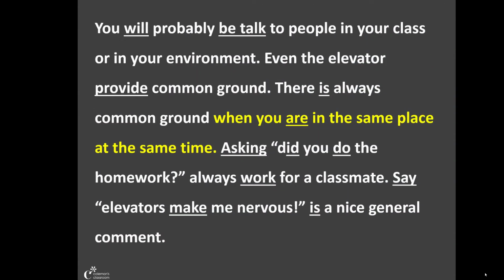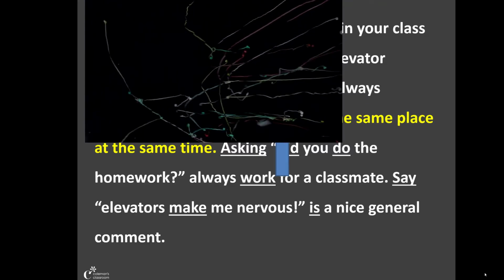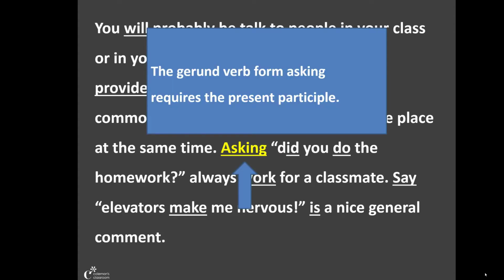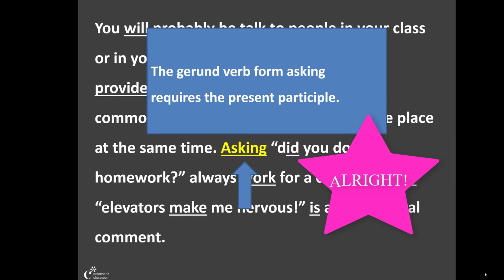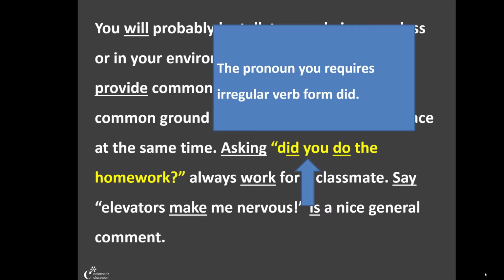Yes! The pronoun you here requires the verb form are, and that's another one I did right. So I'm on a roll. Now I see that asking is a gerund, and a gerund requires a present participle, and I did it correctly. All right. Did you do the homework? In the past, this is correct, and the pronoun you requires irregular verb form did, so yep, that one's good too.